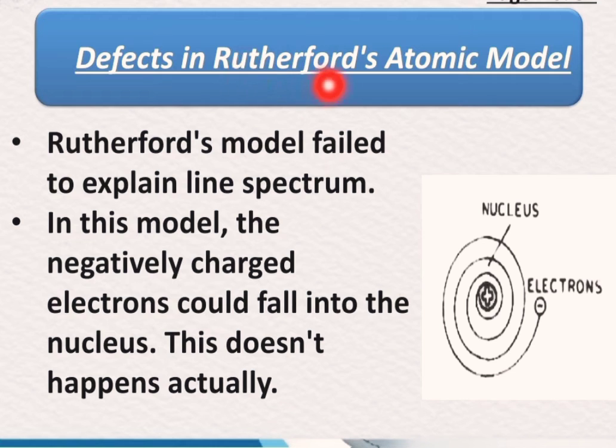Defects in Rutherford's atomic model. Rutherford's model failed to explain line spectrum. Students, you all know that orbit of the revolving electrons becomes smaller and smaller until it would fall into the nucleus. This would collapse the atomic structure. But in this model, the negatively charged electrons could fall into the nucleus. This does not happen actually.